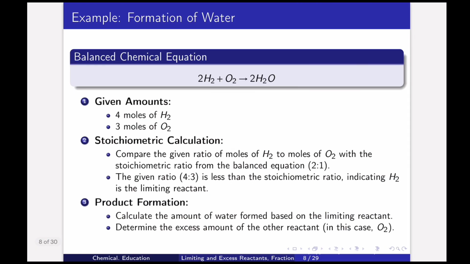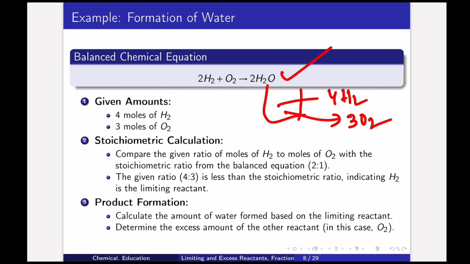Now here, the formation of water. The balanced chemical equation is 2H2 plus O2 gives 2H2O. This is the balanced chemical equation. Now suppose in the feed, or the reactor, there are 4 moles of H2 and 3 moles of oxygen. Now, how much water will be produced? From here, first we have to identify which one is the limiting reactant and which one is the excess reactant.